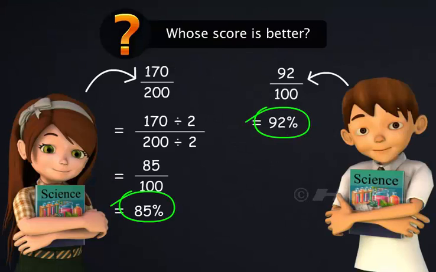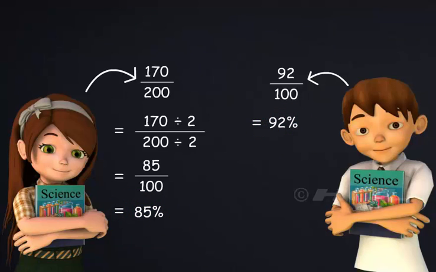Thus, we have calculated marks in terms of percentage, which can now be compared. We can say that Sam has scored 92%, which is more than Sela's score of 85%. This is how percentage is used to compare quantities.